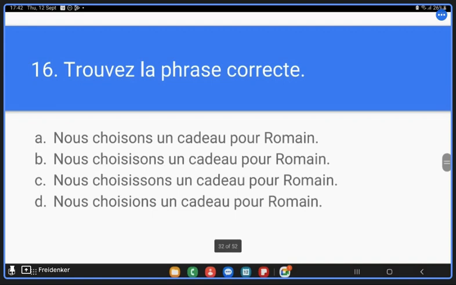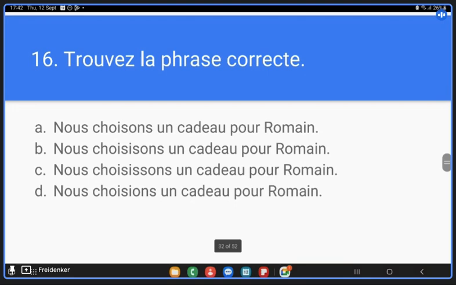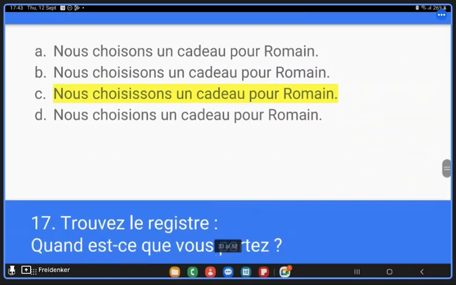Trouver la phrase correcte. Find the correct phrase. In English, it's correct phrase, but in French, it is phrase correcte because adjectives come after the noun. I told you the IR conjugation, so if you know IR conjugation, you will know that the correct option is C, because ISSONS will be the ending for nous. Cadeau means a gift. Pour means for. For is a preposition. So, nous choisissons un cadeau pour Romain. We choose a gift for Romain. So option C is correct.